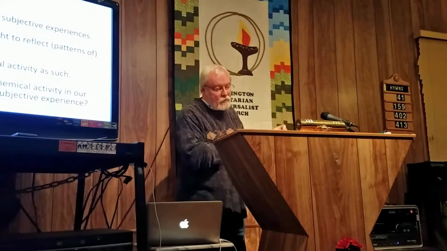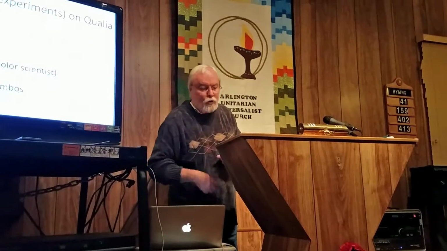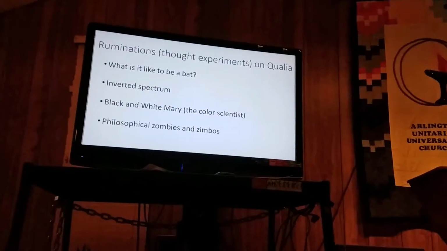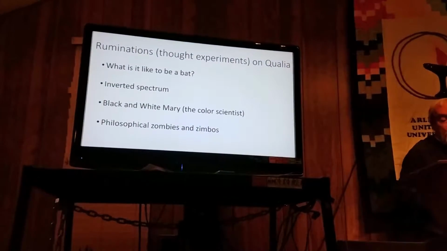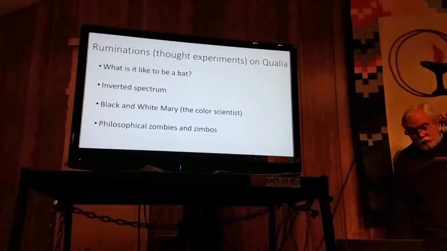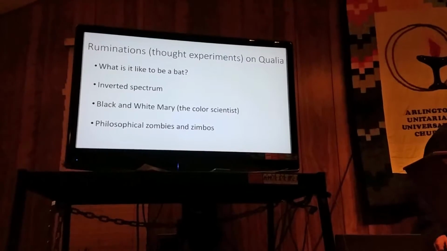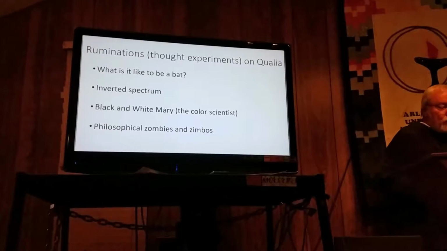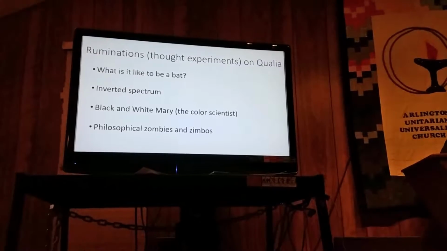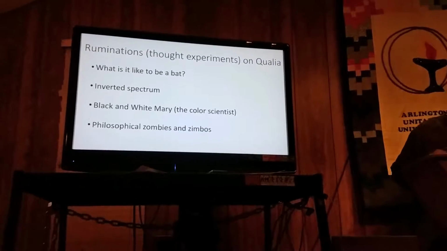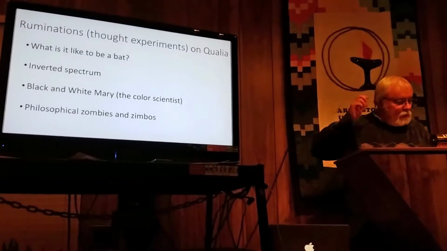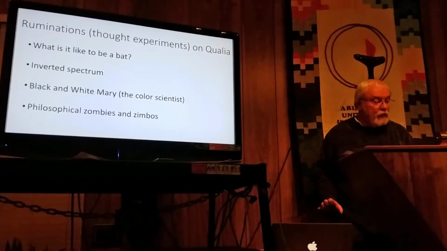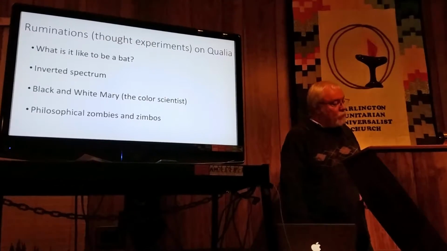So all these caveats to the side, there are four kinds of thought experiments or ruminations about qualia that philosophers and other scholars in consciousness studies have ruminated on. You see them listed here. There's what is it like to be a bat, the inverted spectrum, Mary the color scientist, and what Gay is looking forward to, the philosophical zombies and Zimbos. And yes, a Zimbo is a thing. What I'm going to do is describe each of these. First, what is it like to be a bat?